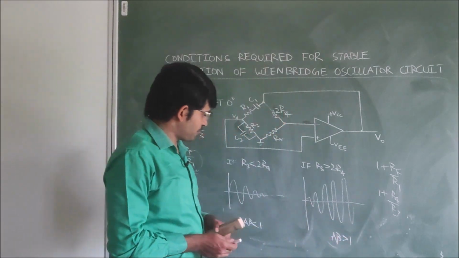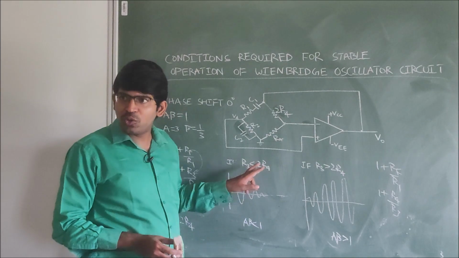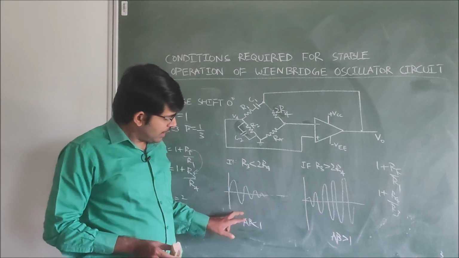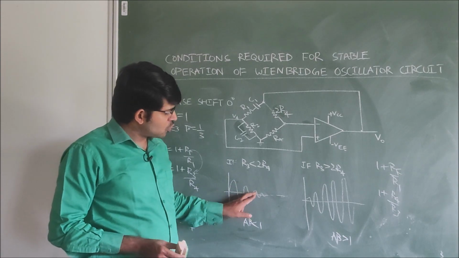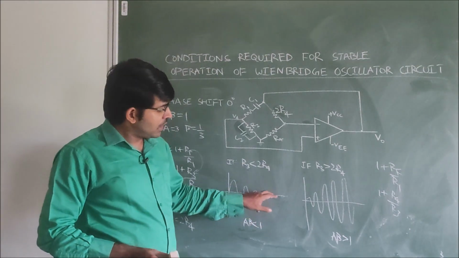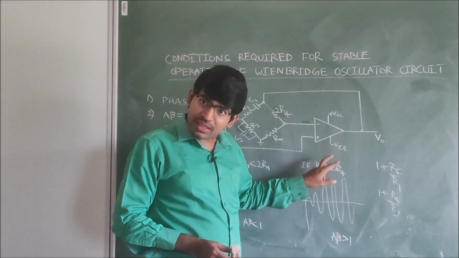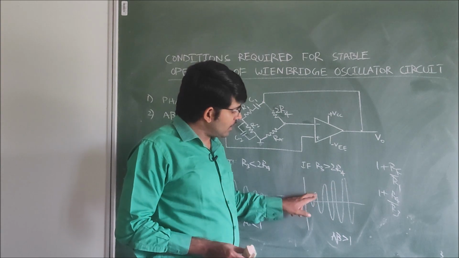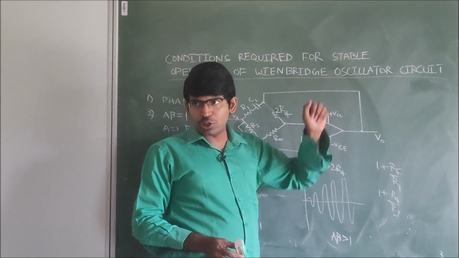See here, if A beta is less than 1, for example, if R3 value is less than 2R4, then initially the output is high, and slowly the output becomes 0. If A beta is greater than 1, or R3 is greater than 2R4, then initially the output is 0, and slowly it rises continuously.